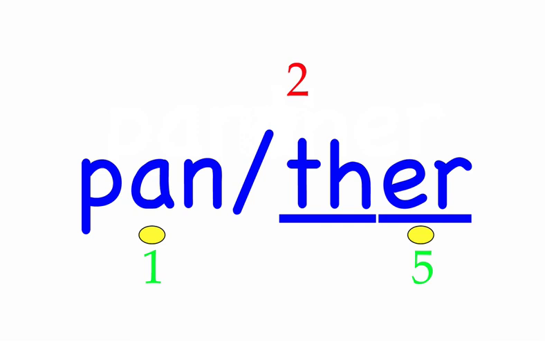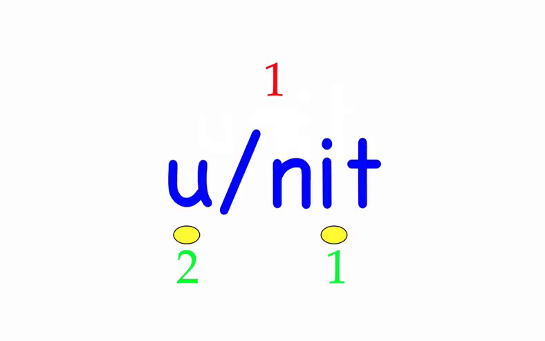Unit. What is the name of the unit you are in? Unit. Two syllables, first syllable, one sound, U. Knit, three sounds, N, I, T. Unit. Mark the word. Unit.